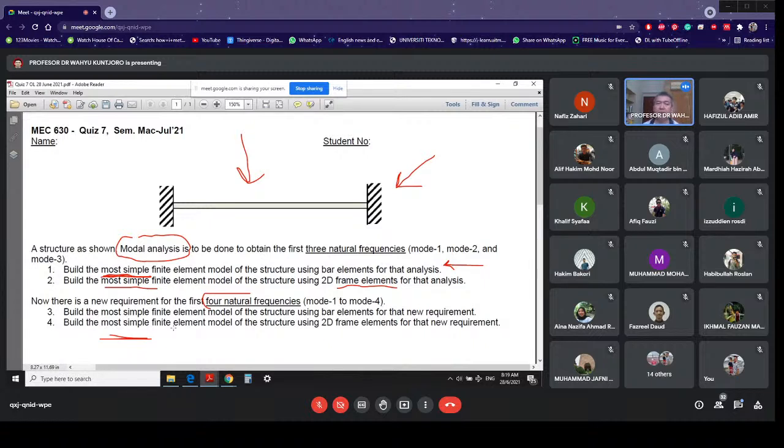Question number three is you are going to build a finite element model using bar. And question number four is to build a finite element model using frame. Again, the simplest, the most simple. So in your answer here, you are going to build one finite element model for question number one, another for question number two, another for question number three, and also one model for question number four.